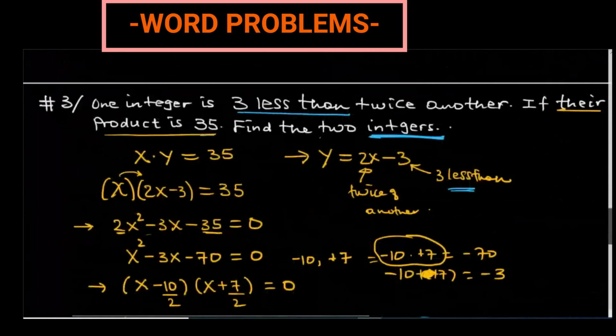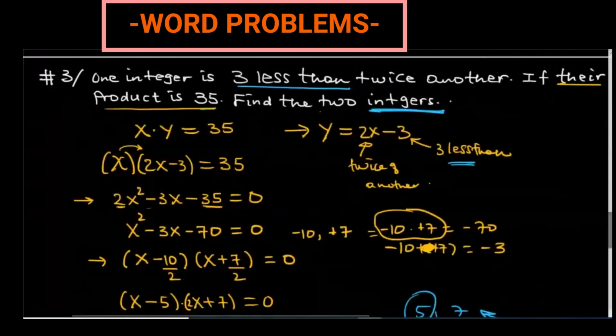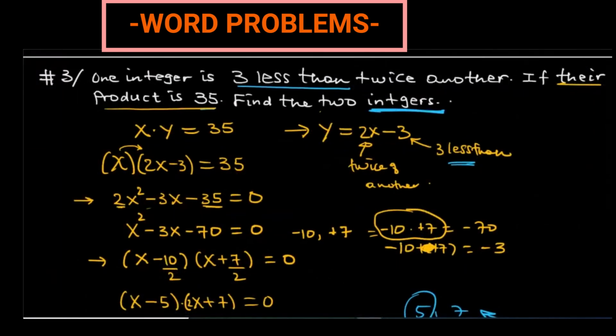The next one is this. It's not always more than, there is also less than. So one integer is 3 less than twice another. If their product is 35, find the two integers. As always, what I have to do is find the two integers that give me 35. But at the beginning, I don't know who the numbers are.